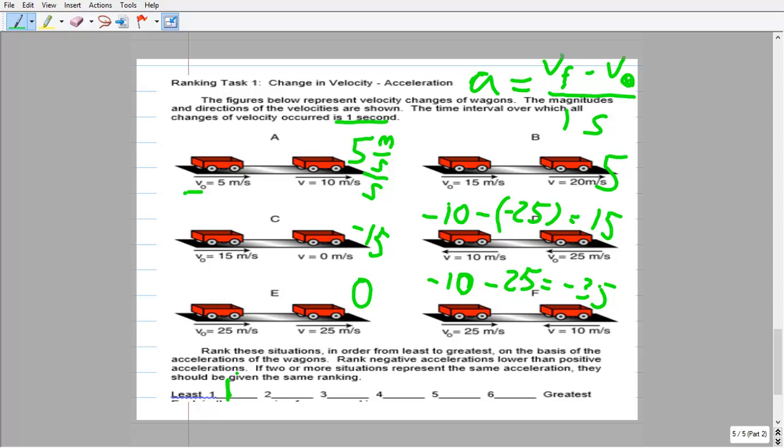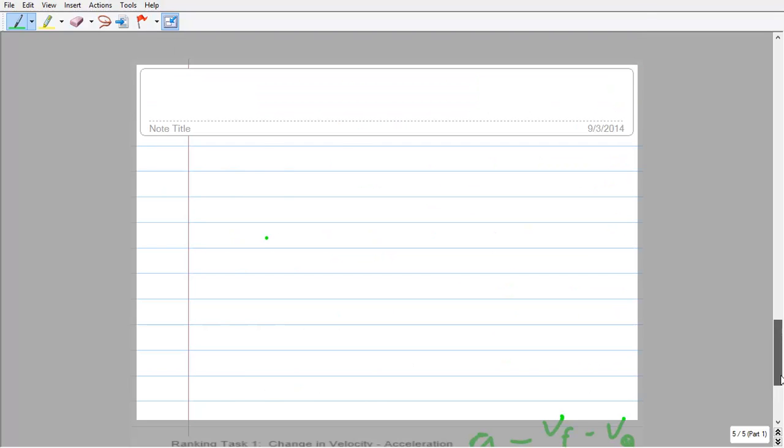Negative 35. What's next? C is a negative 15. E is 0, so I'm going to write E. Then notice that A and B are both tied at positive 5. And then finally, my largest acceleration is going to be in D, because that was a positive 15. And there you have it. That's the first ranking task. Okay, moving on.